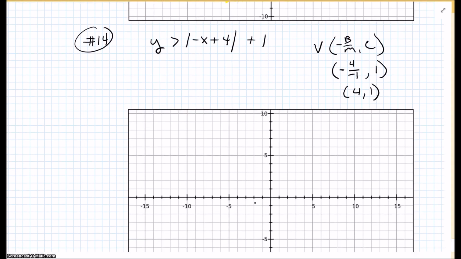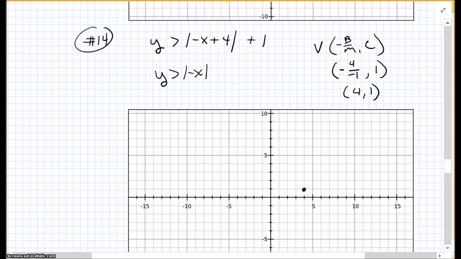Okay, so let's plot that. 4 to the right, up 1. So there's my vertex. Okay, the parent function is basically y is greater than the absolute value of negative x, which is the absolute value of x. So we're going to have a slope to the right of a positive 1, and we're going to have a slope to the left of a negative 1. So it says y is greater than the absolute value of negative x, so we're going to highlight above it.